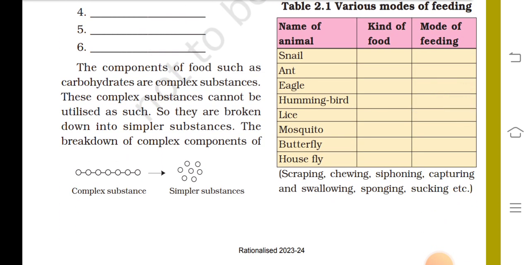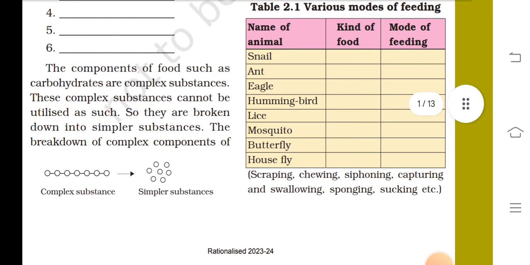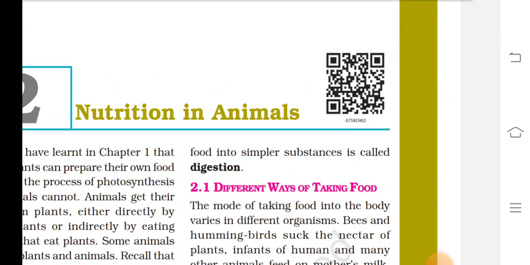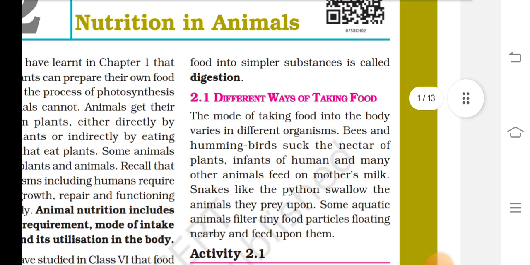The components of the food, such as carbohydrates, are complex substances. These complex substances cannot be utilized as such, so they are broken down into simpler substances. The breakdown of complex substances of food into simpler substances is called digestion.